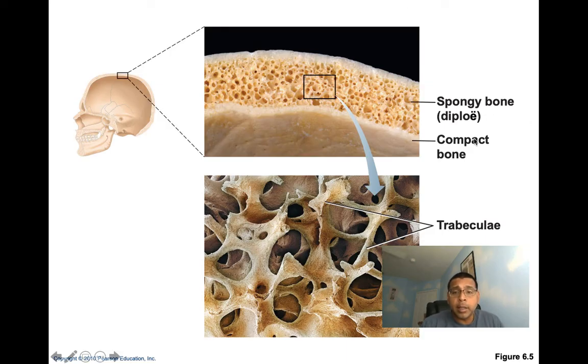And here you can see, it basically looks like a sandwich. They refer to it as a diploe, where you have a layer of compact bone, and then in the center, spongy bone. And when we zoom in on the spongy bone here, you can appreciate the trabeculae. Tiny bone struts.